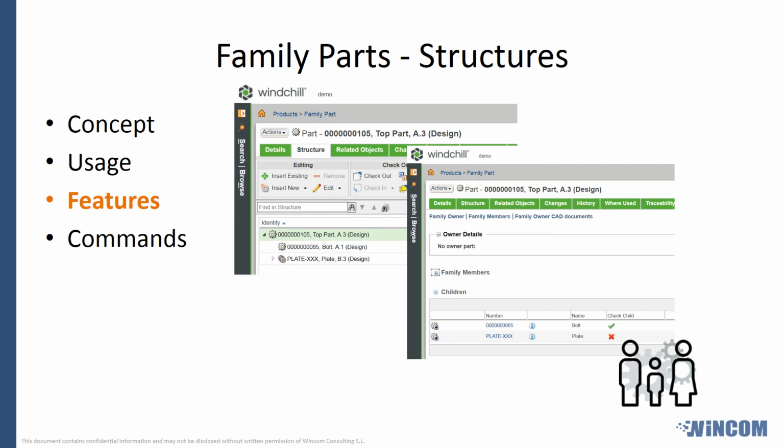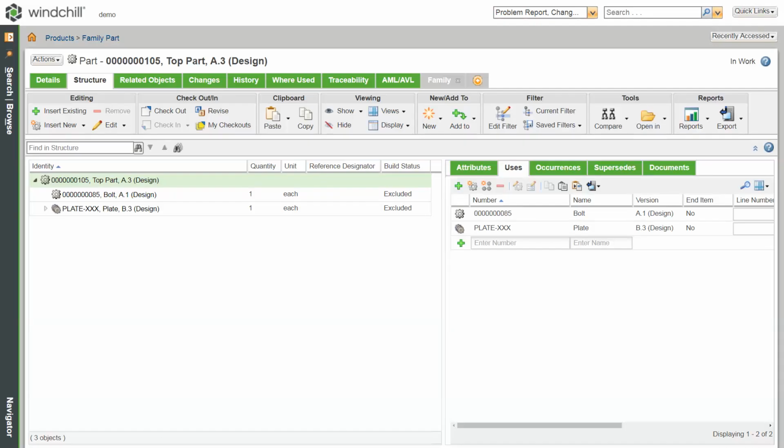Now let's look at a use of family parts within a structure. So what we're going to do here is understand a little bit about how we resolve a family owner to its family members. So we're going to do a demonstration based on this structure with a bolt and a plate. But you can see the plate is actually a family owner, which we need to resolve. Here we have our structure. This structure consists of our plate, our family owner, and another part.